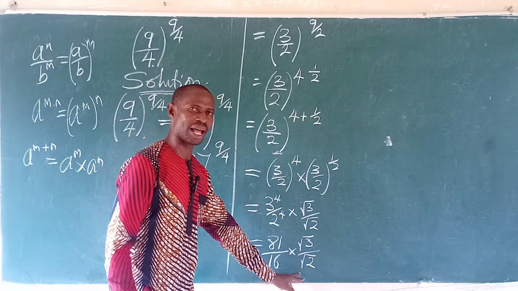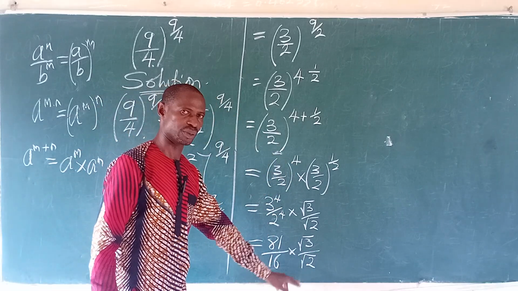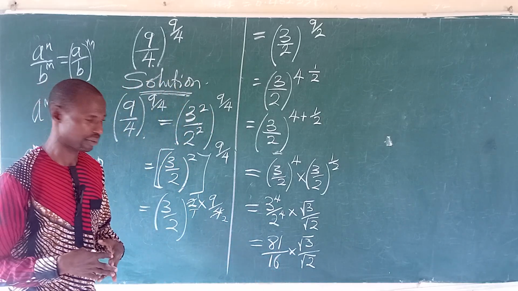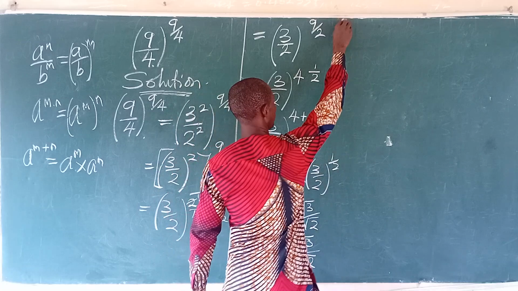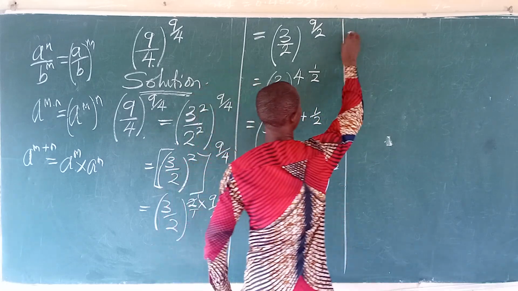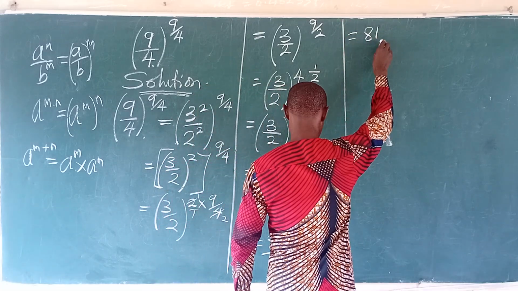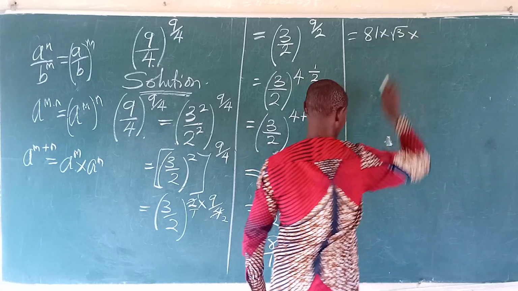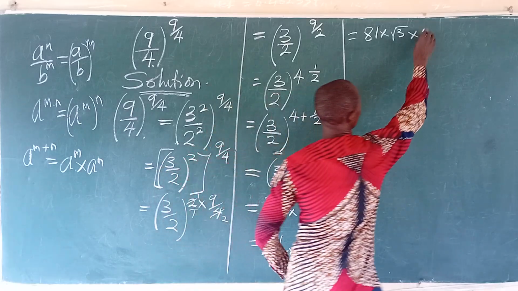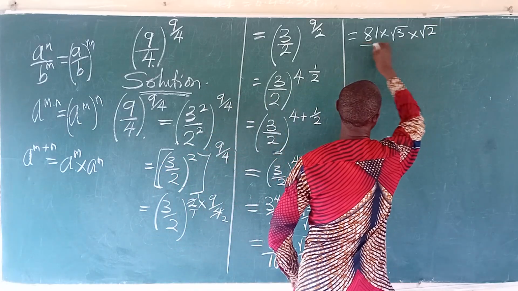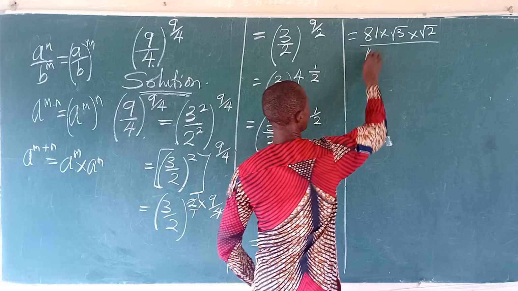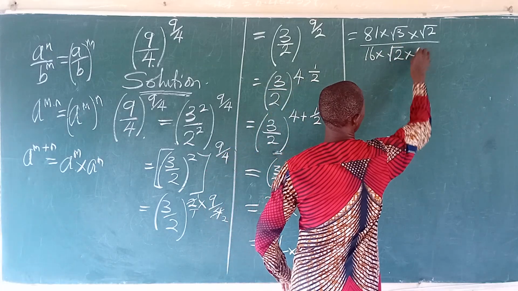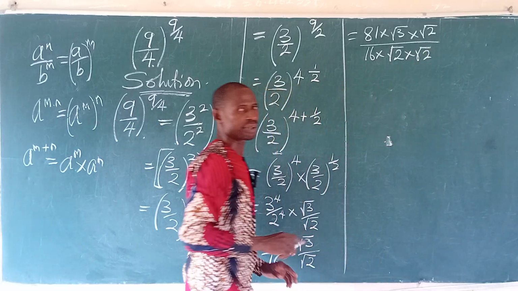Look at what we are having here. We are having a radical, right? Good. So this is solved, and we have to rationalize the denominator. So let's go ahead and rationalize the denominator. We're going to have 81, then times root 3 times root 2, all over 16 times root 2 times root 2. That's what we call rationalizing.